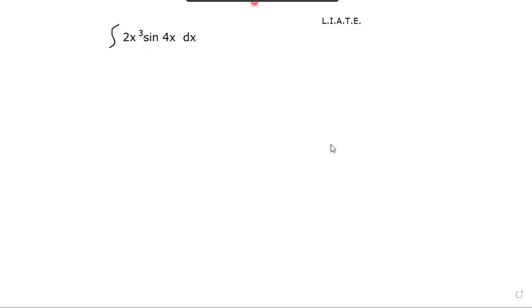So on this left side, we're going to say U, which is going to be 2x cubed. And on the right side, we're going to use sine 4x. Now, on the left side, we want to use derivatives all the way down until we get to 0. And on the right side, antiderivatives.